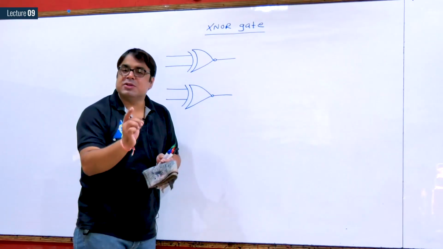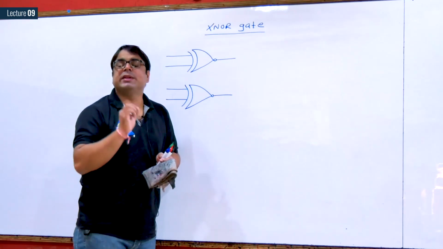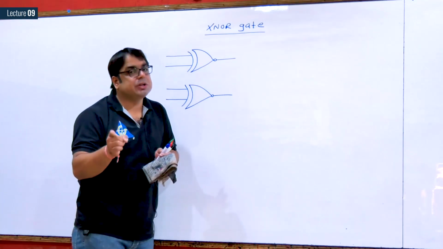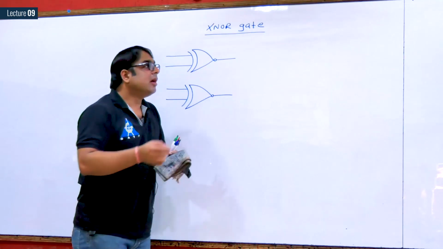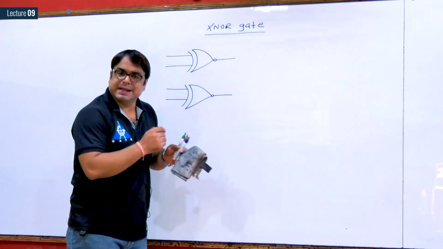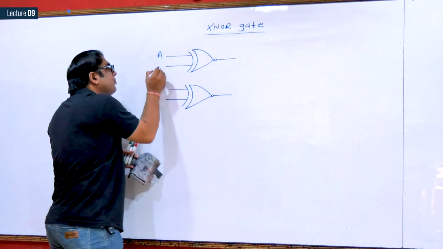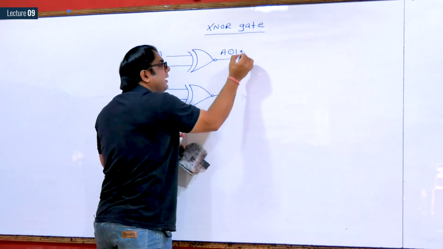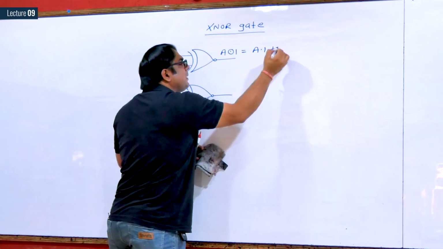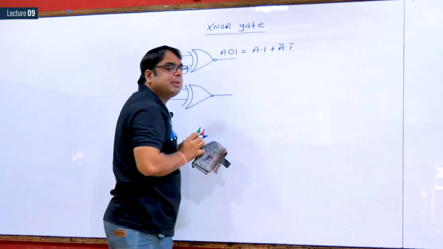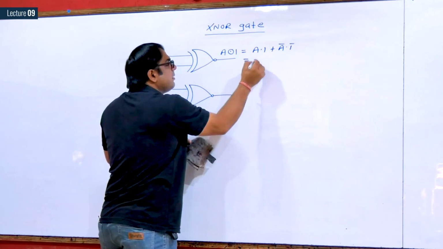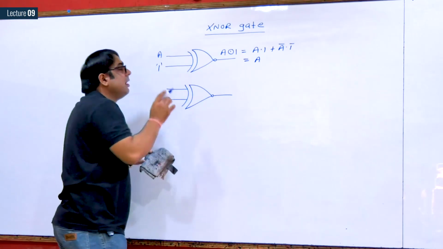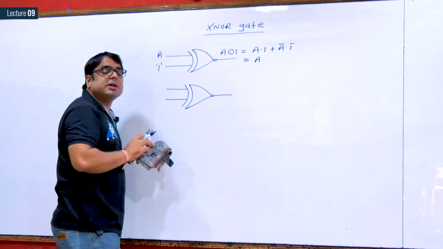If you remember, in XOR gate, if we fix one input at logic high, it acts like a NOT gate. And if we fix one input at logic low, it acts like a buffer gate. Now, let us see similar results for XNOR gate. Let's say I have fixed one input at logic high. So, output will be A XNOR 1, which can be written as A dot 1 plus A complement dot 1 complement. 1 complement is 0. So, this can be written as A. It means it is acting like a buffer gate when you fix one input at logic high.